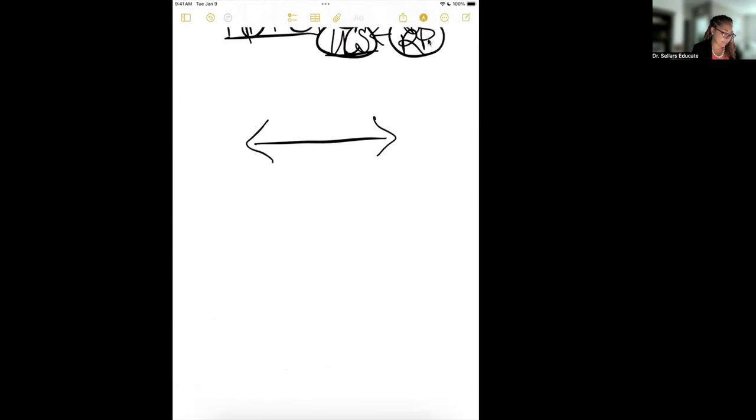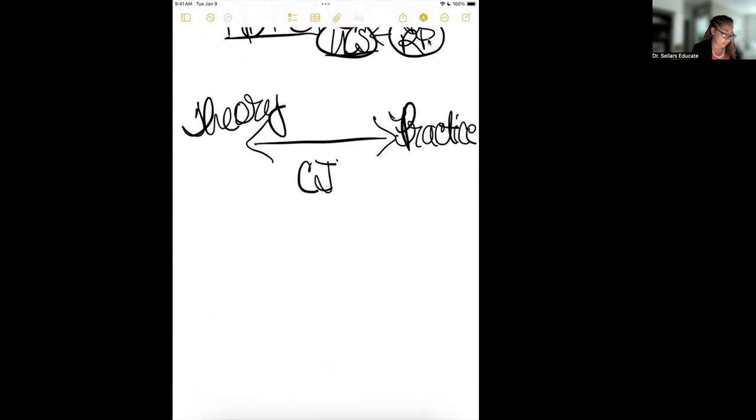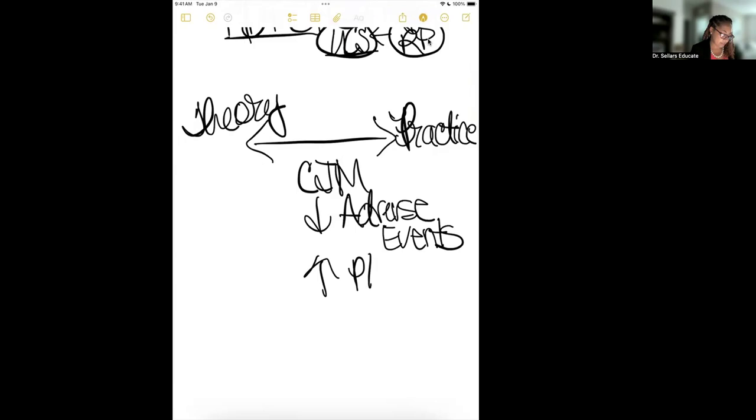That's what we want to do. We want to bridge the theory with the practice, to help the clinical judgment model, to help decrease adverse events, and to increase patient satisfaction, right? Because we know this is equivalent to dollars, right?